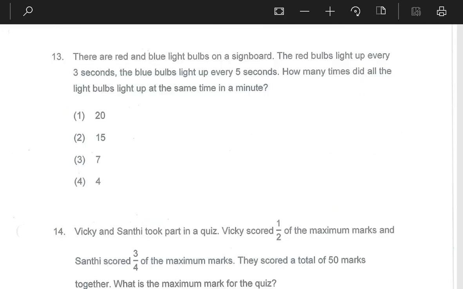Question 13: you have two different light bulbs, and the red light bulb will light up every 3 seconds, the blue bulb will light up every 5 seconds. And how many times did they light up at the same time? Okay, now if you actually understood the story, it just means this.